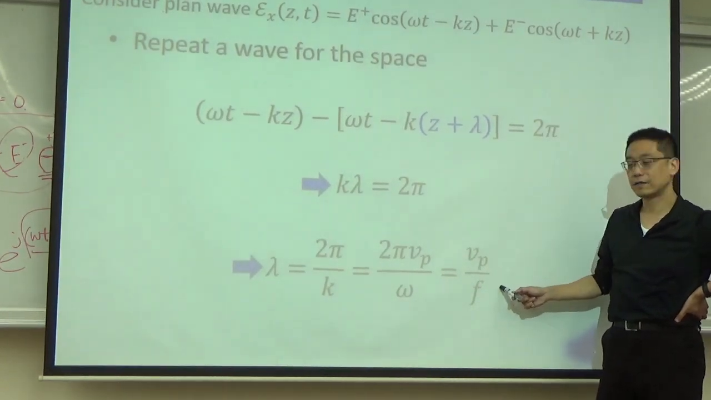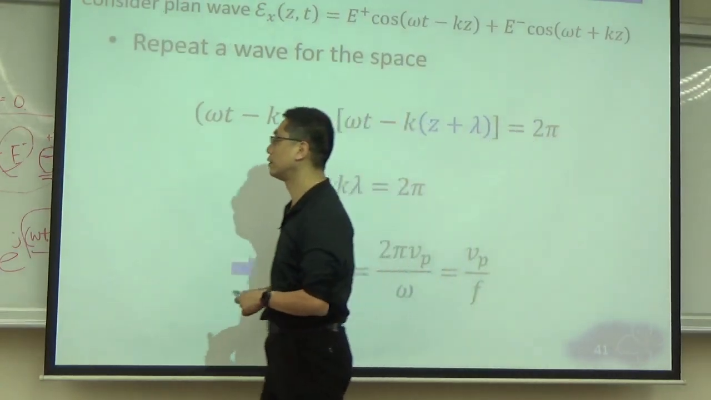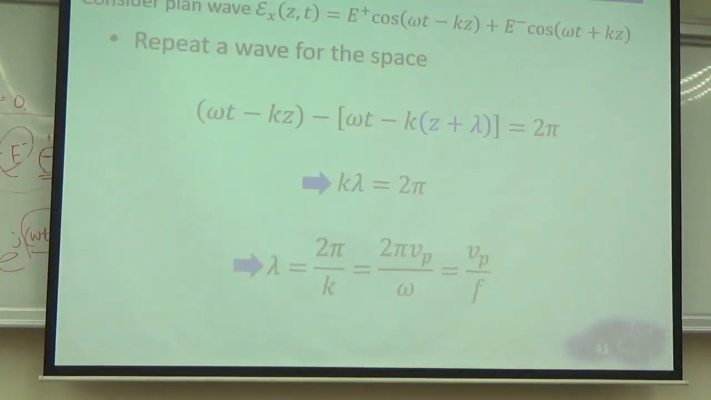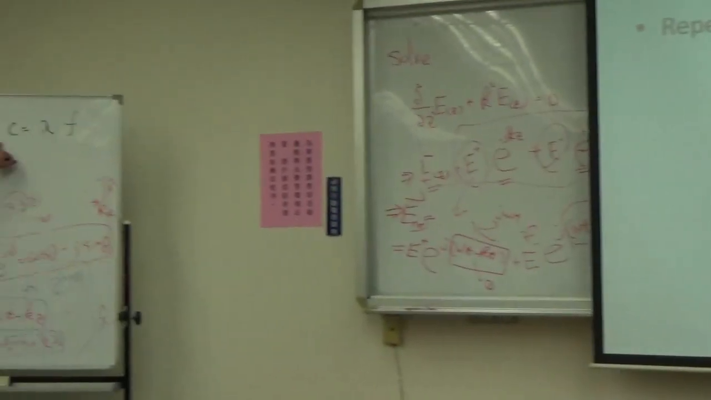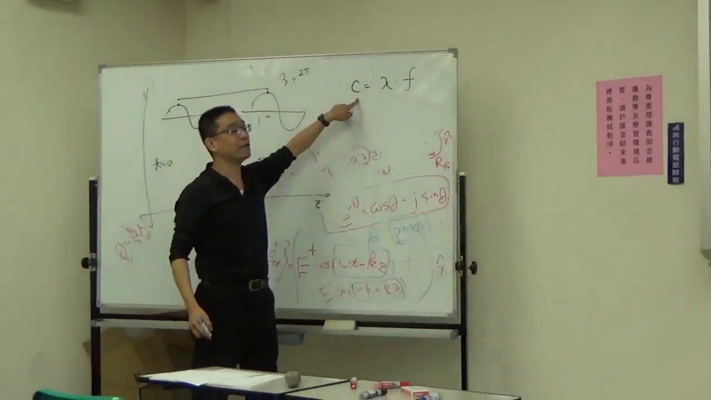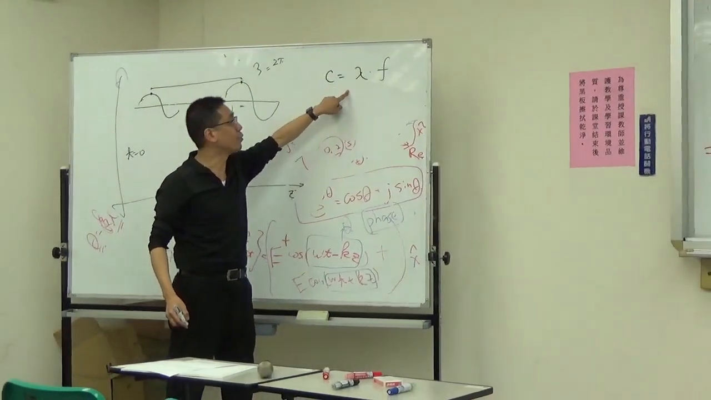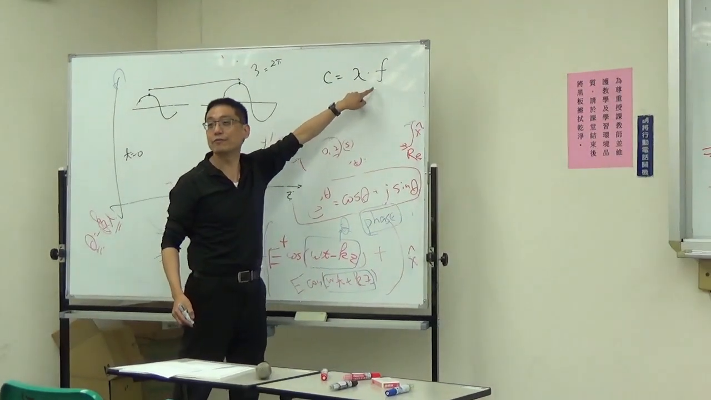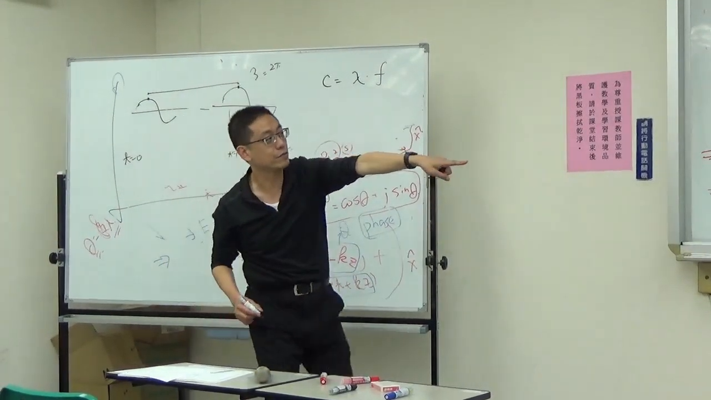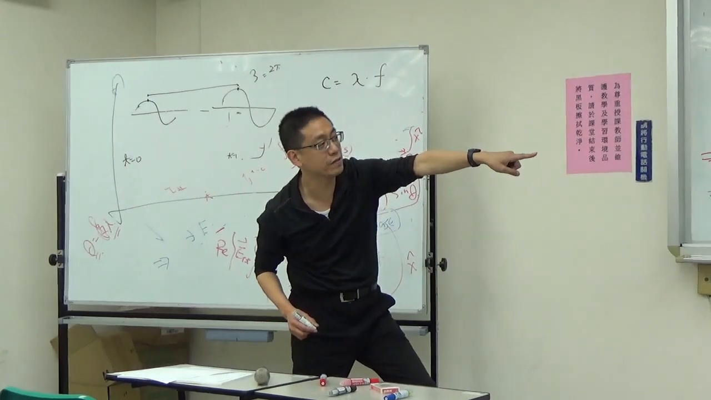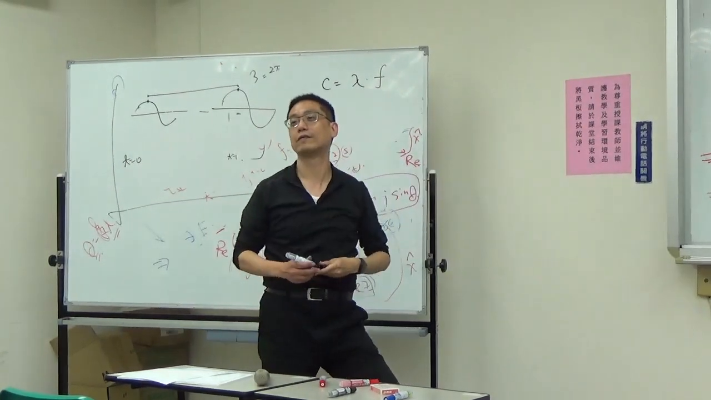What is that? Vp. You guys learn from that c equals lambda times f. Do you know that? The speed of light equals lambda times frequency, right? You know this one, right? Yeah. This is what we got. Vp is c, lambda times f.